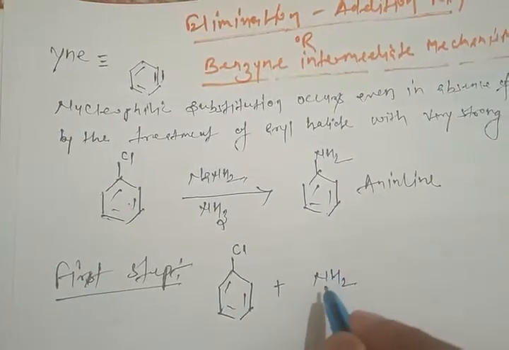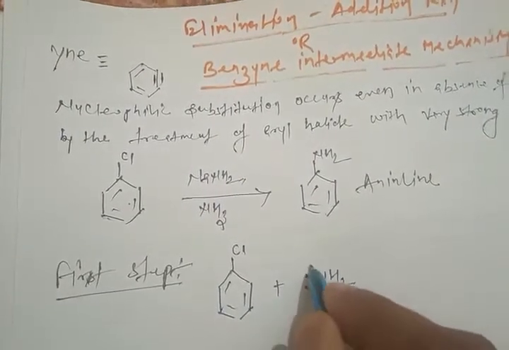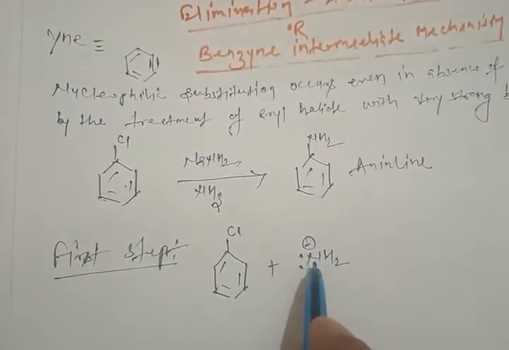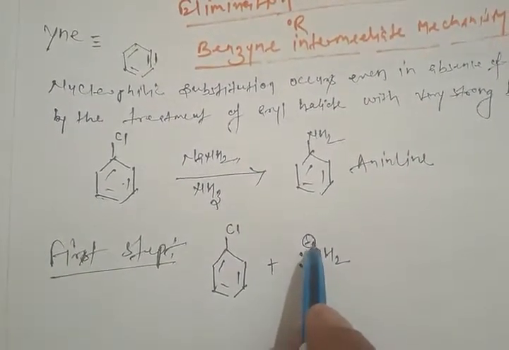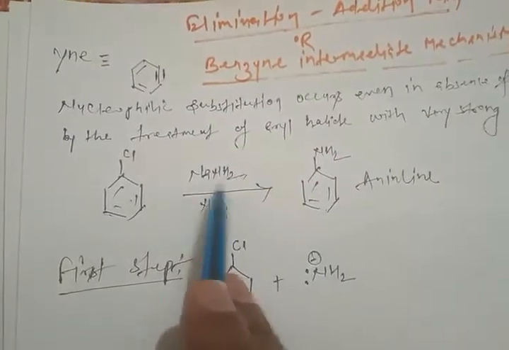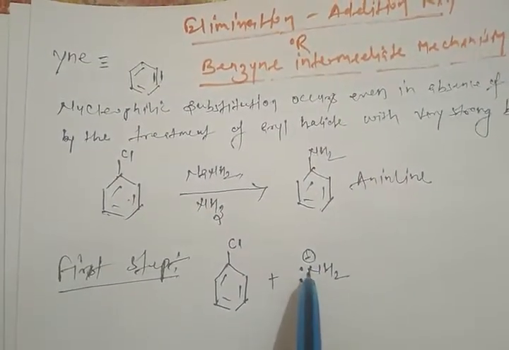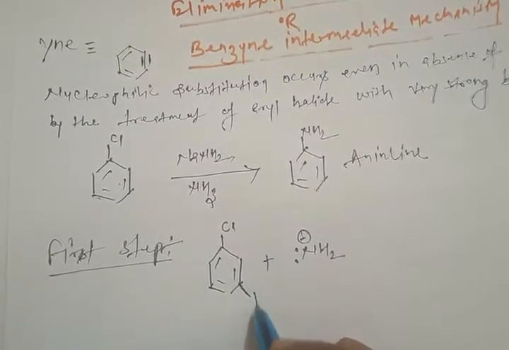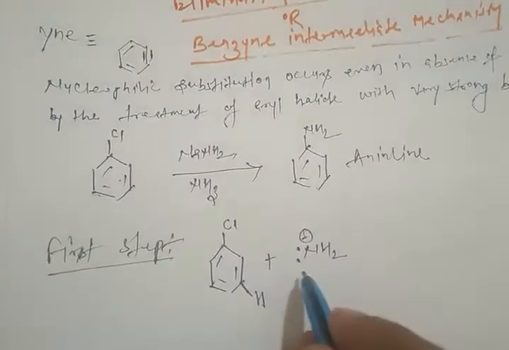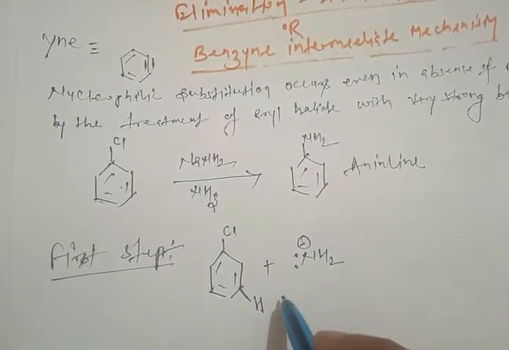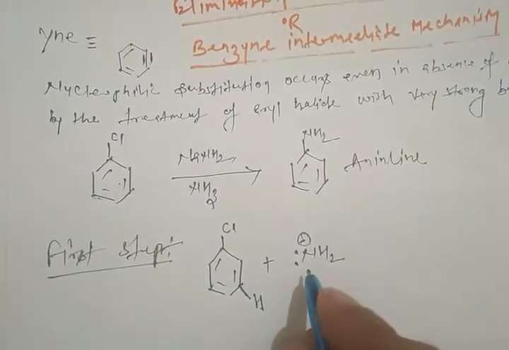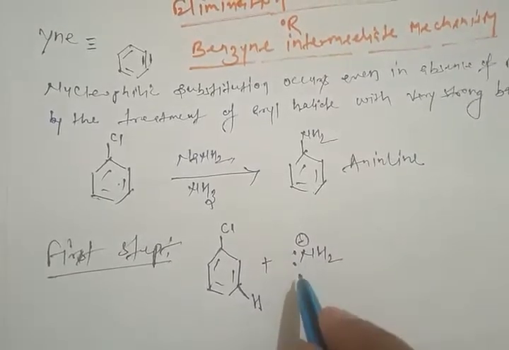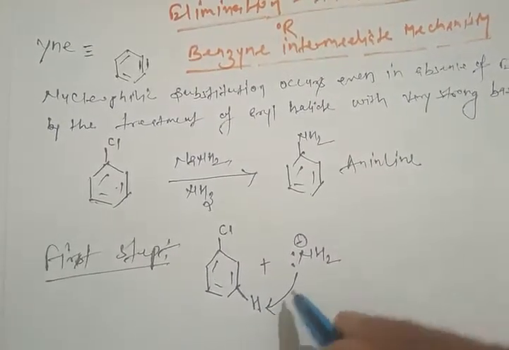NH2 has a lone pair here and a negative charge here. You should understand what is the meaning. Nitrogen always contains a lone pair, and if you are removing the sodium, then this will give a negative charge to this side. And there is a hydrogen, everywhere there is a hydrogen. So this strong base will abstract a hydrogen, because this is an acidic hydrogen.